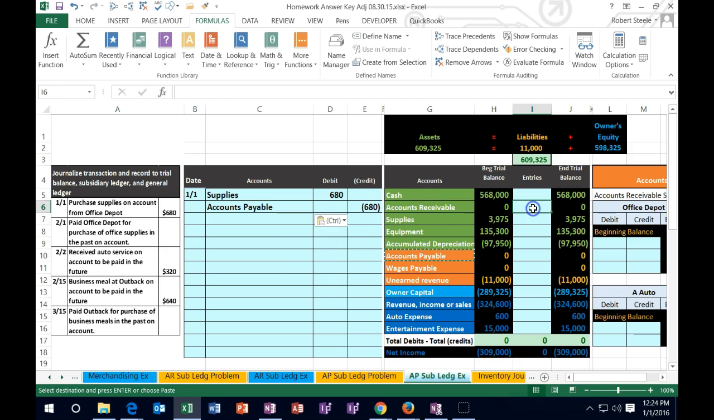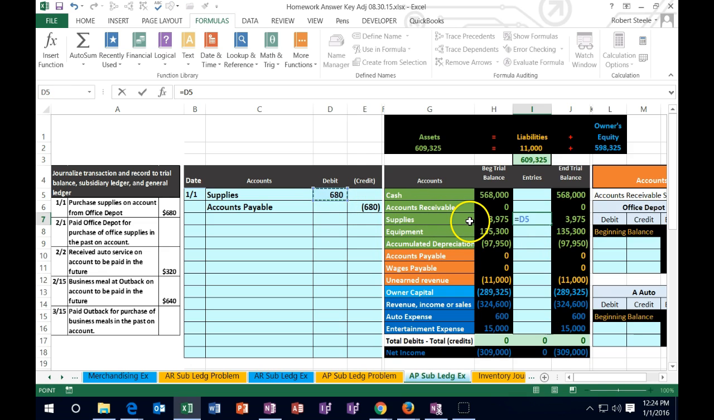I want to post it into this middle area in the trial balance to give a quick recap of what will happen from the beginning balance to the ending balance. Therefore, we're going to find supplies first. So here's supplies, that's what we're going to post. We're going to post it to the blue area next to supplies in cell I7. So within I7, we're going to select equals and point to the 680.